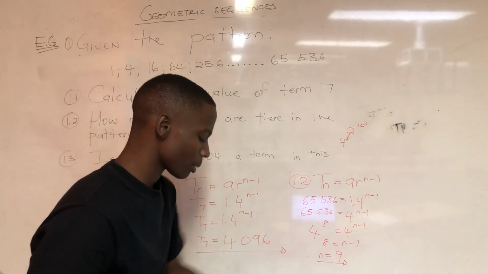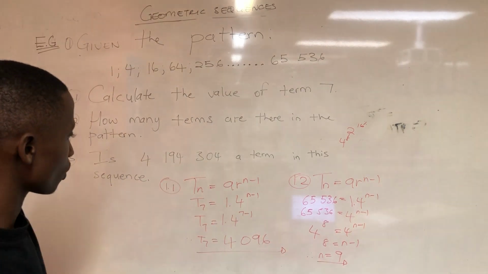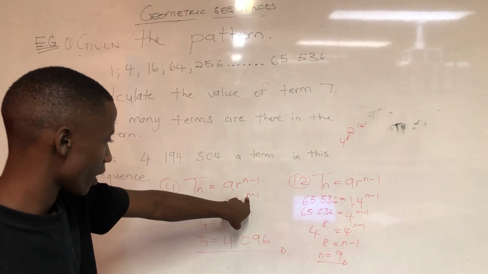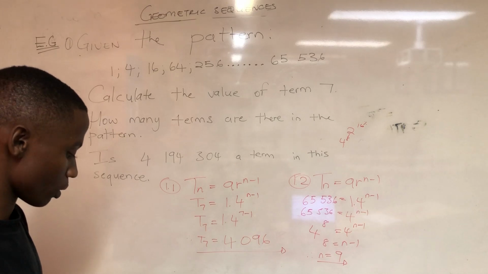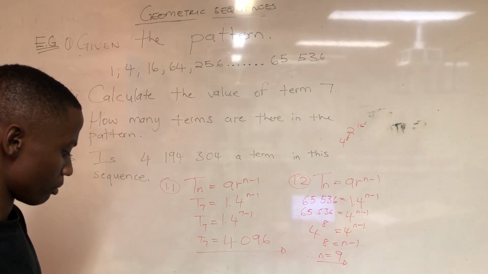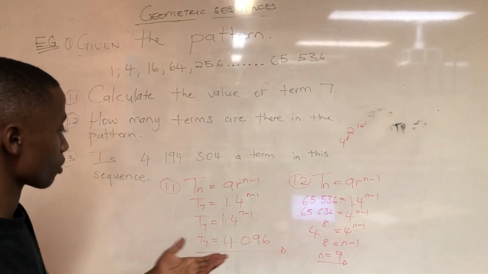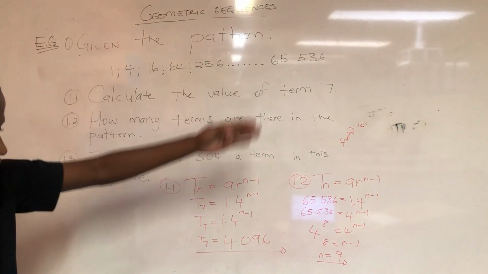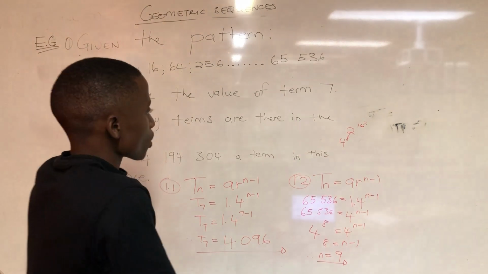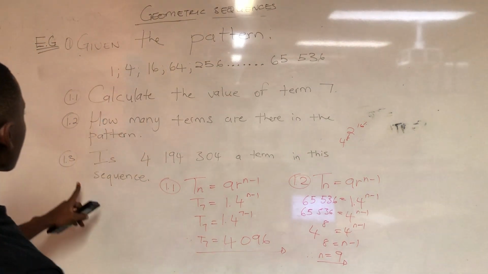65,536 is term number 9. You can check that by substituting 9 into the calculator, so let's say 4 to the power of 9 minus 1. It's going to give you the very same thing, which is 65,536. And that's how it goes. All right, let's move to the last question.